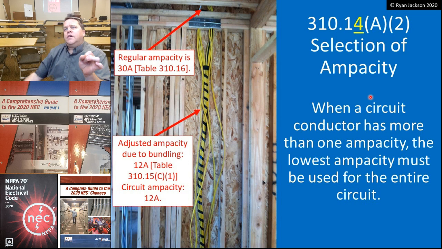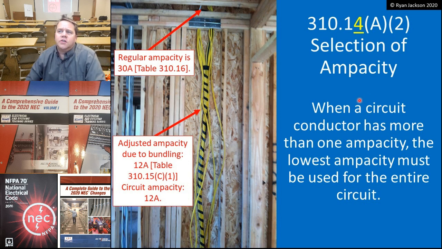If we go to 310.14(A)(2), it tells us how to deal with these once we decide that we have to have an ampacity adjustment. It says when a circuit conductor has more than one ampacity, the lowest ampacity must be used for the entire circuit. So we've got some NM cable here, and you know, the term bundling is sometimes thrown about in the NEC, and it's not defined. I think we can all agree that these cables are bundled. They're installed without maintaining spacing, is what the code actually says.